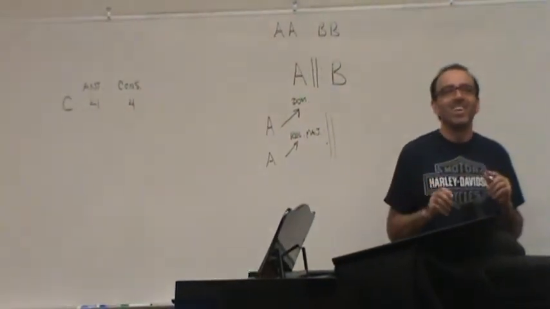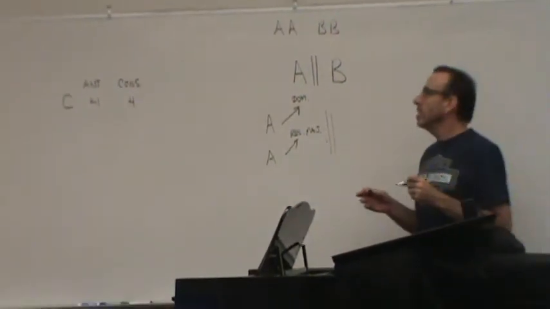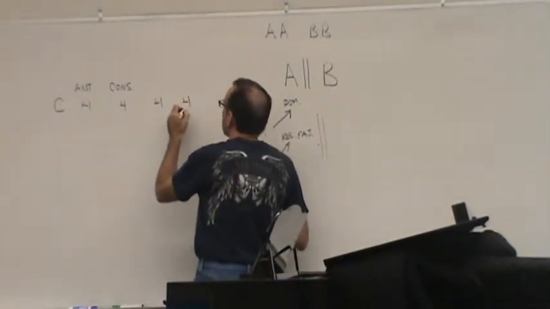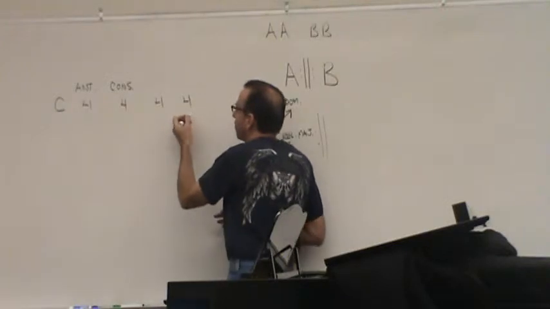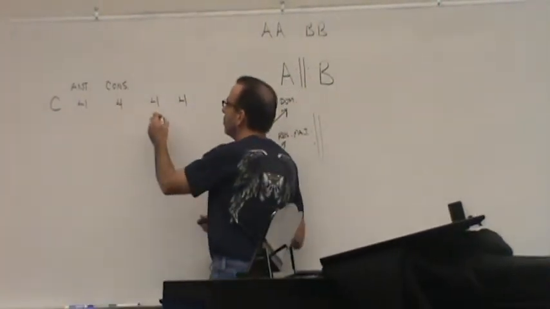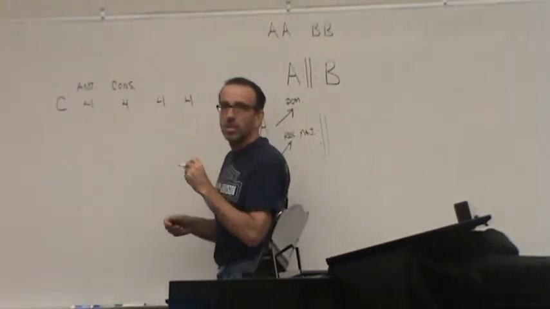You could do another 4 measures and another 4 measures, and the modulation might not take place until this last 4 measures. Or you might decide that really early on you want to start modulating in the middle of this 4 measures.